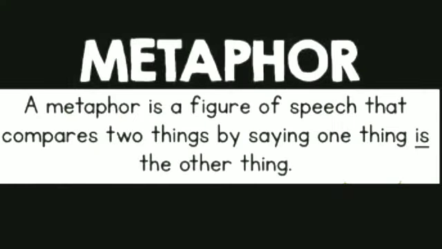A metaphor is a figure of speech that compares two things by saying one thing is the other thing. In this poem, we can see the poet says in the beginning, the glories of our blood and state are shadows. So the poet says the glories are shadows. The same way, if we say something is the other thing, which is not really correct, then it is an example for metaphor. We can see a few more examples.